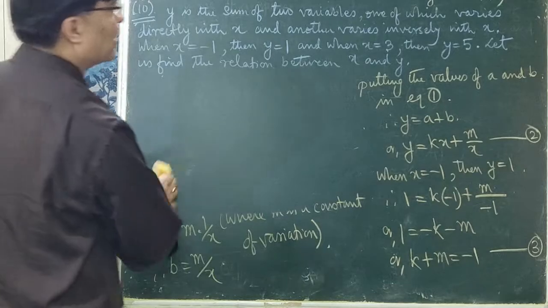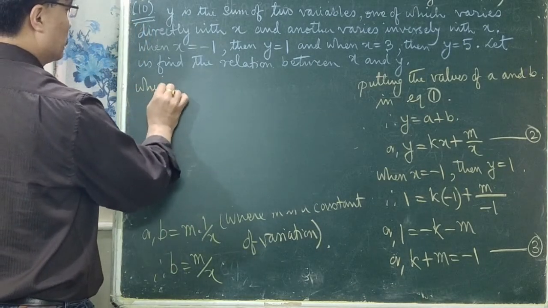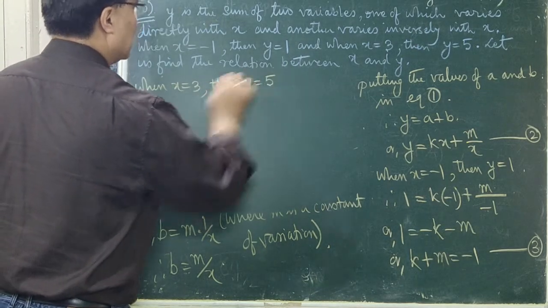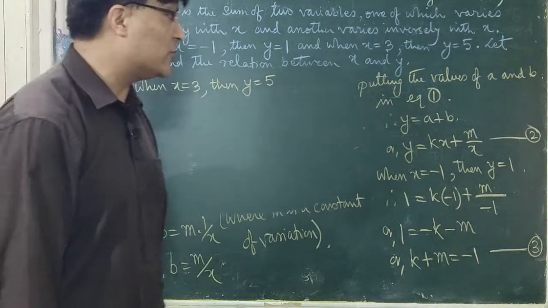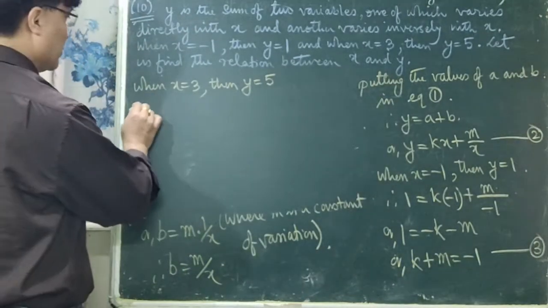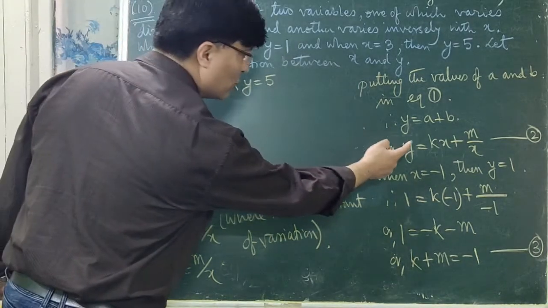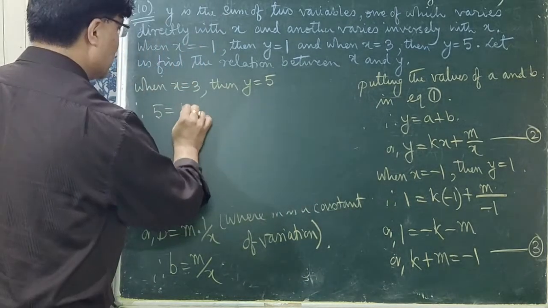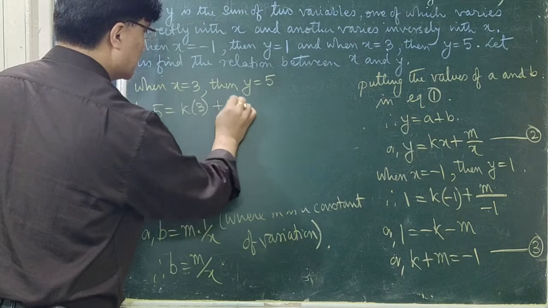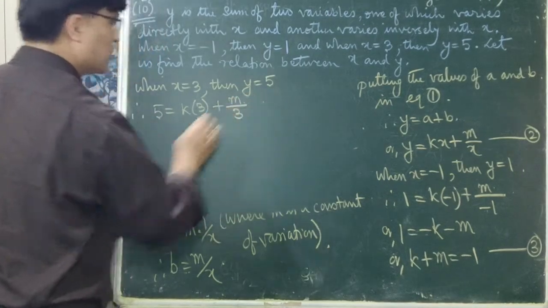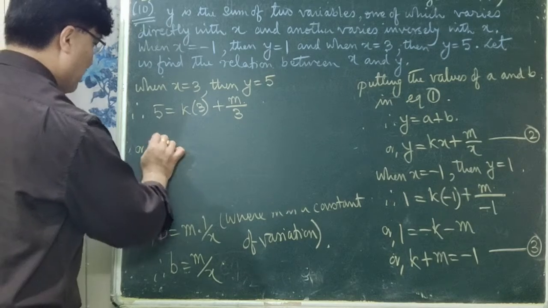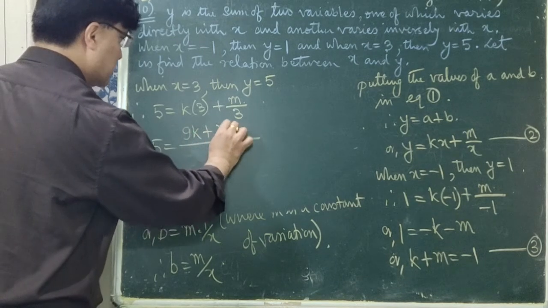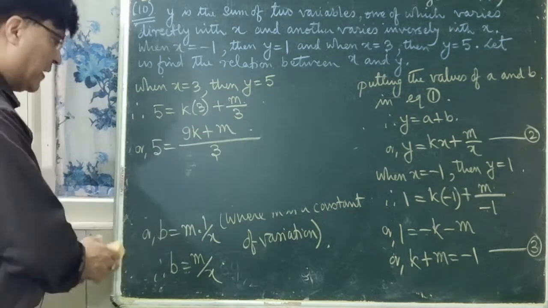So next, what is given out here? When x is equal to 3, then y is equal to 5. Now let us put these values of x is equal to 3 and y is equal to 5 in equation 2. So now equation 2 becomes 5 is equal to k into 3 plus m upon 3. Let us simplify it further. 5 is equal to, what's the LCM here? 3. 3 3s are 9k plus m, right? You know how to simplify it, isn't it?